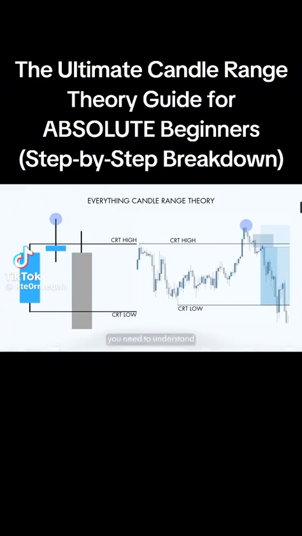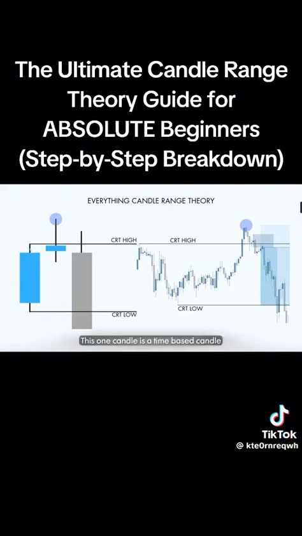This is everything you need to understand about the candle range theory to trade it profitably. First thing to understand is that we focus on one candle. This one candle is a time-based candle, which we'll go through all the major variations of. This candle also creates our candle range high, which is the main point of liquidity, and the low, which in a sell example is the target liquidity.